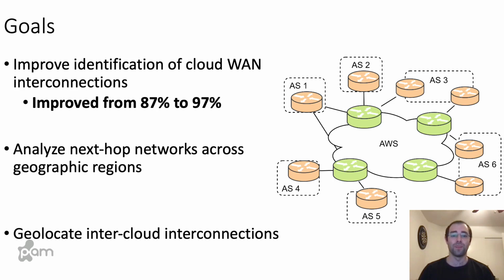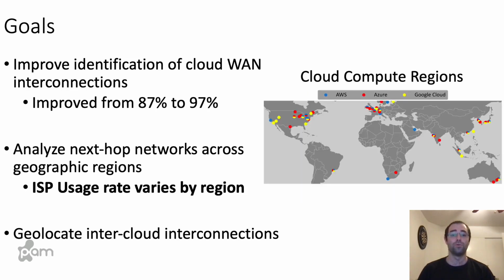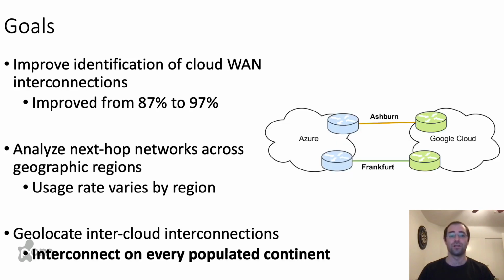So to wrap up, we were able to improve bdrmapIT's inferences for the cloud WAN interconnections from 87% accuracy to 97% accuracy, mostly due to just changing the way we sent traceroute probes. We also found that the clouds use tier 1 and tier 2 ISPs at different rates depending on where the probes originate. And finally, geolocating the cloud WAN interconnections showed that the clouds interconnect with each other in cities all over the world.